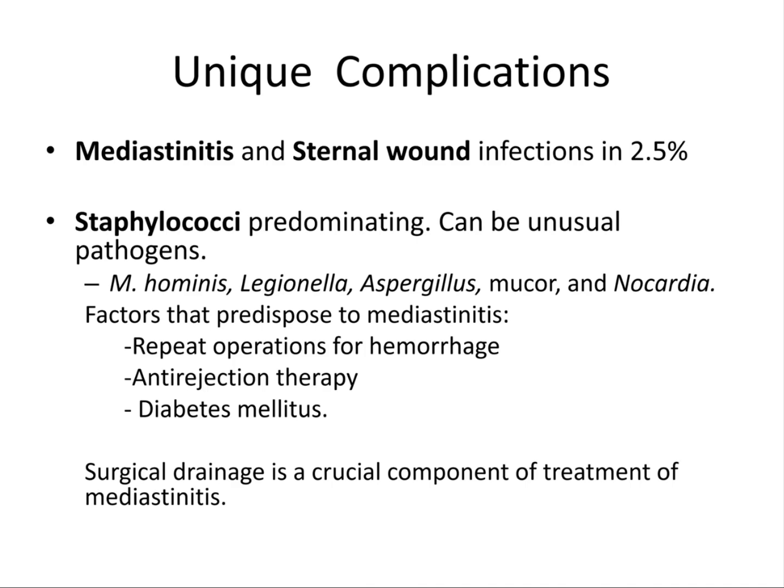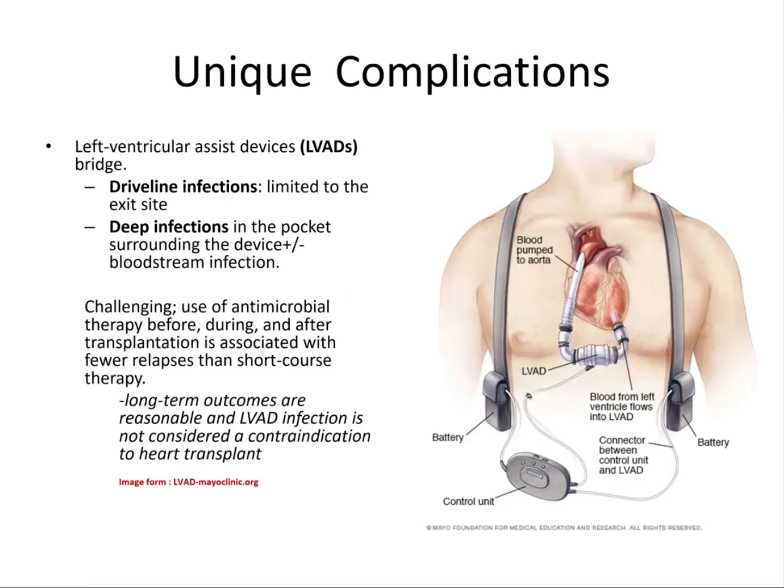Factors that predispose to mediastinitis: you're more worried about people who have repeated operations because of hemorrhage, people who have their anti-rejection jacked up because of cardiac issues, and then of course diabetes is always a risk factor. Very important, if that's your suspicion, to talk with the team and make sure appropriate debridement takes place. And of course, intraoperative cultures are the best.